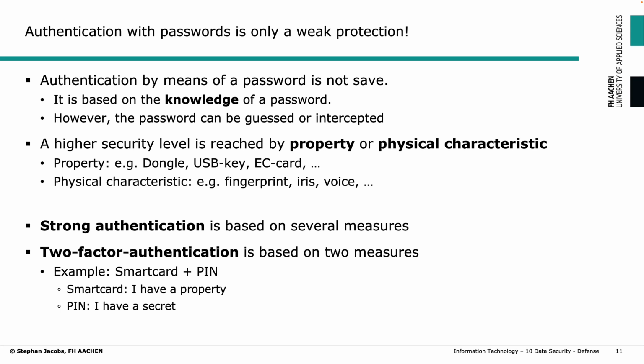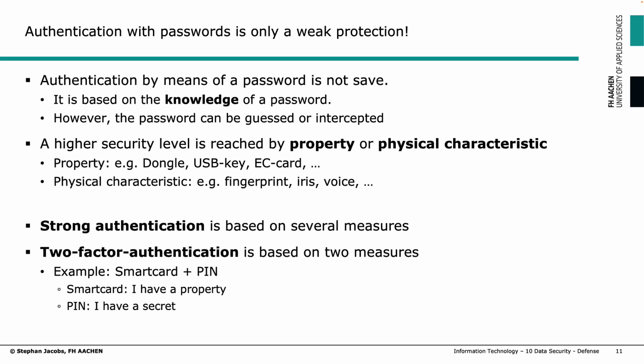A higher level of security is reached by not knowledge but property or a physical characteristic. A property could, for example, be an EC card, a USB key, or something like a dongle. A physical characteristic of a person could be his fingerprint, his face ID, an iris, a voice, something like that.